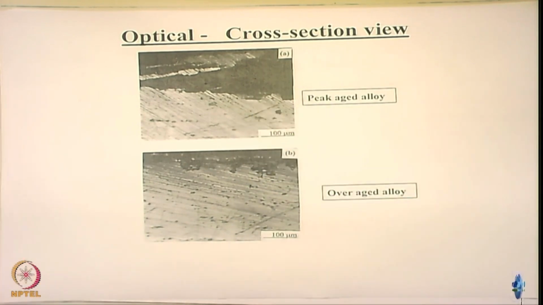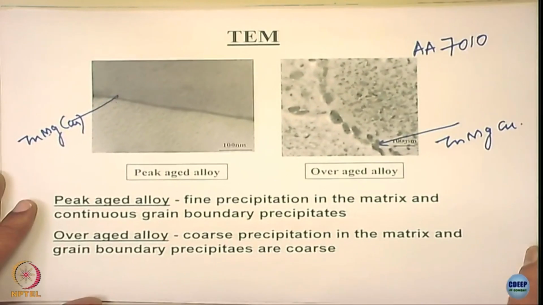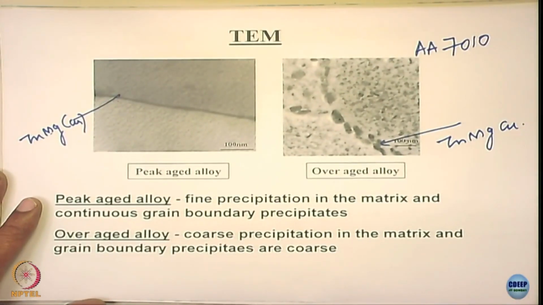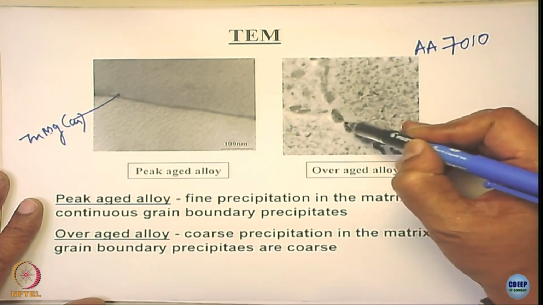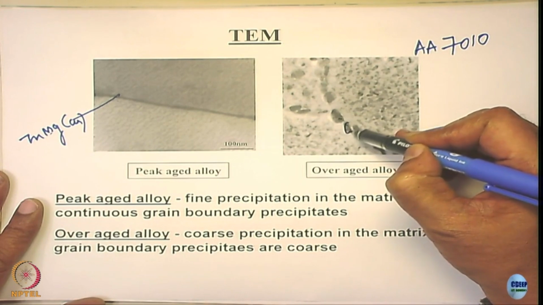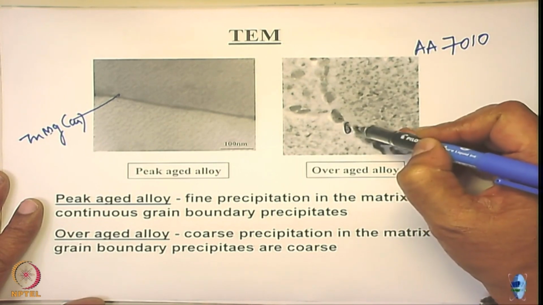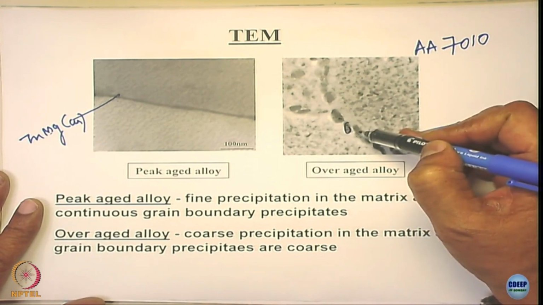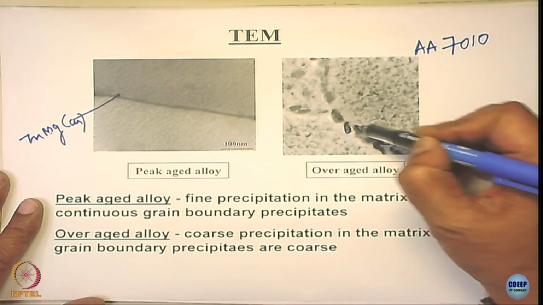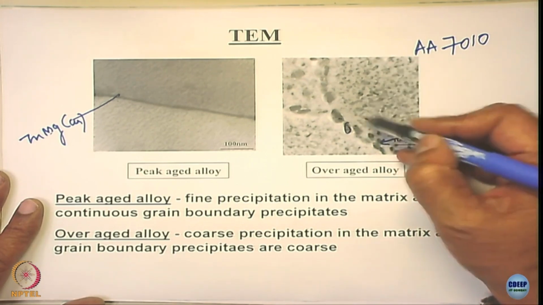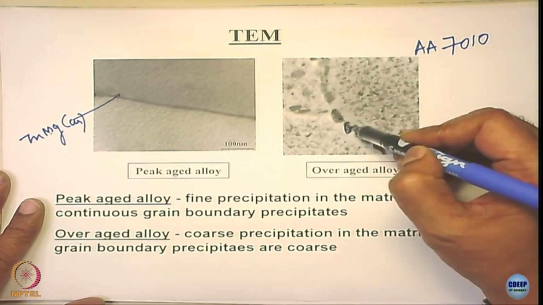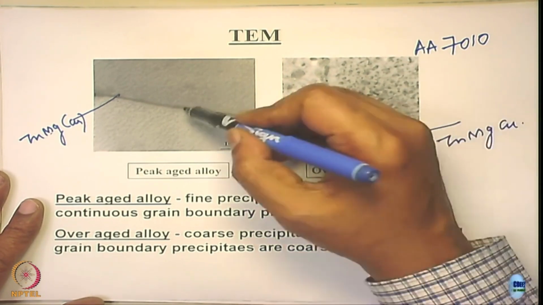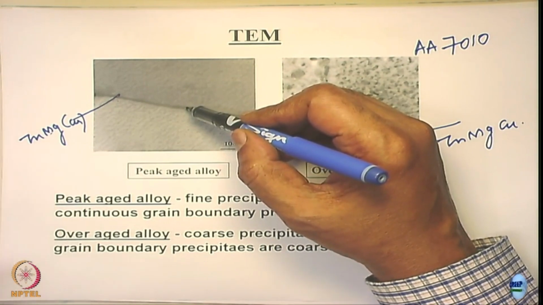Not only that, in the overaged conditions, one more thing happens actually. You see in this case, if you look closely at the grain boundary precipitates, they become very coarse, they are separated. Look at this one precipitate separated, so that means they are separated now. So even when it corrodes, they do not connect well, so the grain boundary is not getting connected completely here. Whereas in this case, because the precipitates are very fine, they get connected.